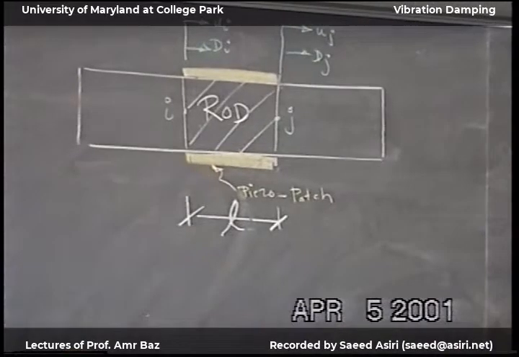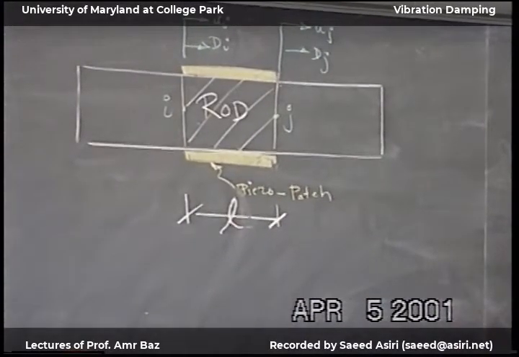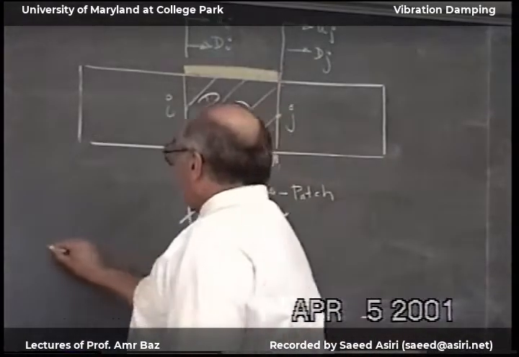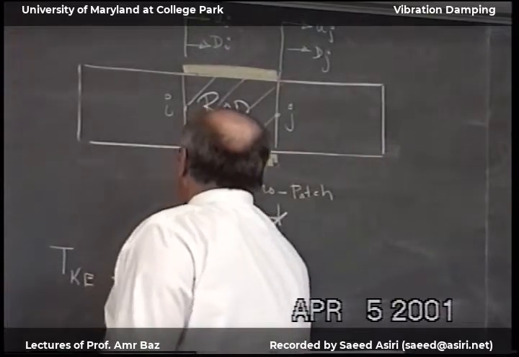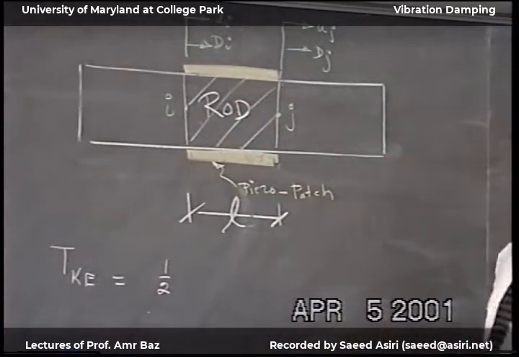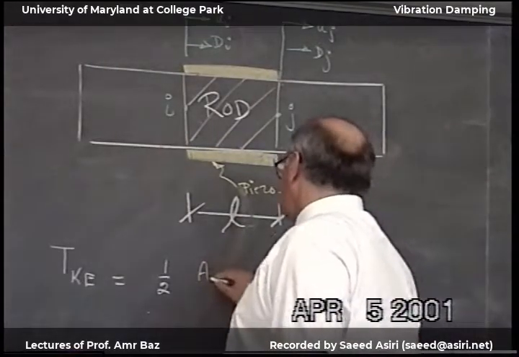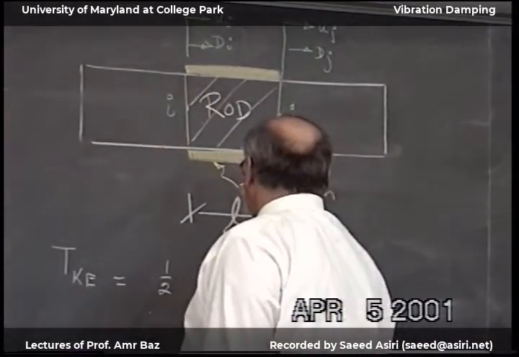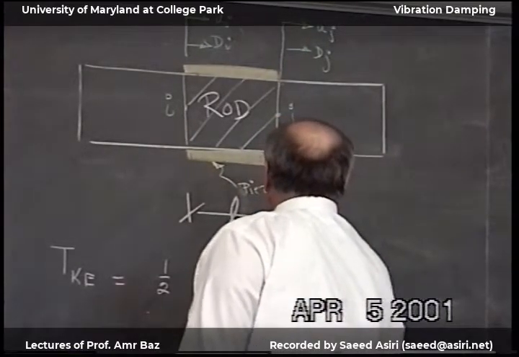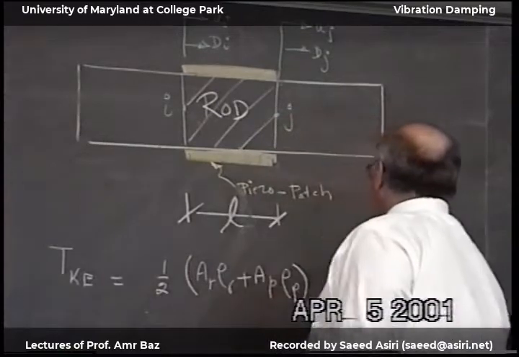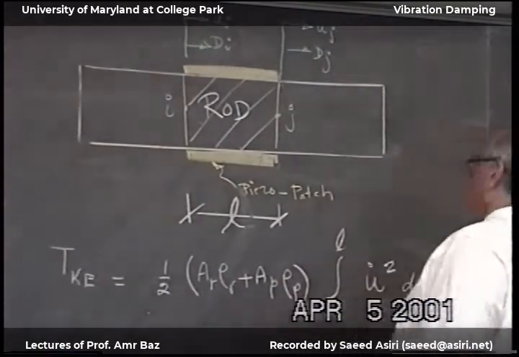Then we can write down the energy equation for the composite assembly. And we write down the kinetic energy. And we have a combination of the piezo and the rod. So this would be A rod, density rod, A piezo, density piezo, and then integral of U dot squared dx.